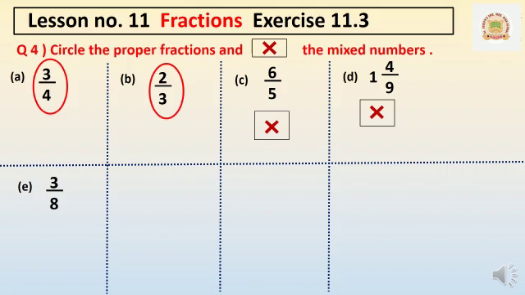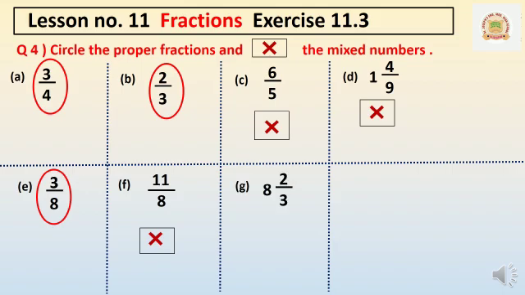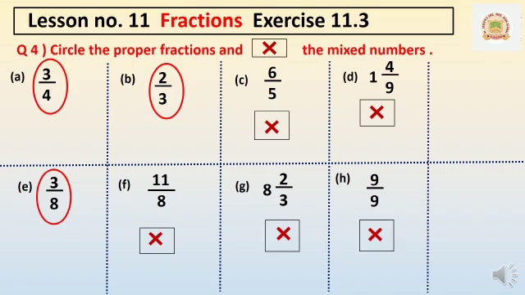3 by 8 is a proper fraction. Circle it. 11 by 8. The denominator is smaller than the numerator, so it's a mixed fraction. 8 whole 2 by 3, mixed fraction. 9 by 9 is an improper fraction or mixed fraction, because 9 by 9 means one whole thing is there. I, 3 whole 3 by 4, it's a mixed fraction.